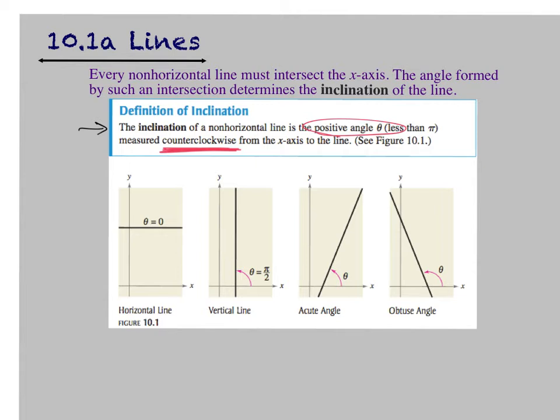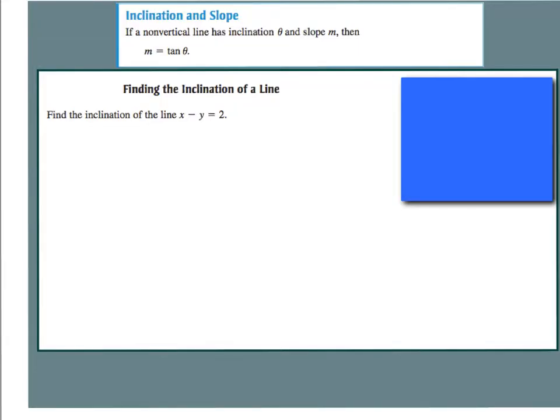If we have an acute angle, that means it has what kind of slope? Positive. And if it has an obtuse angle, that means it has a negative slope. However, we'll talk more about that obtuse angle and the differences between them. All right, let's put it in practice.